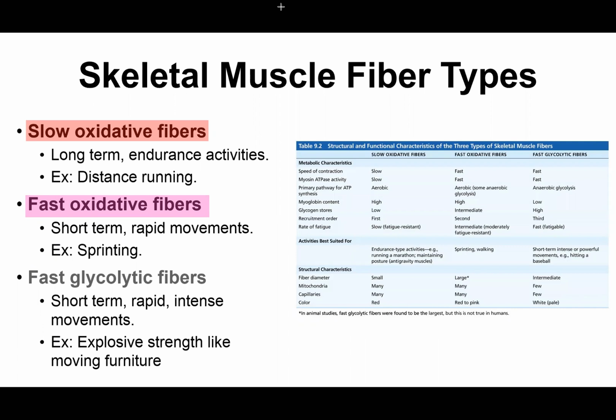So they're best suited for things that require short-term, rapid, intense movements, like explosive strength, for example, hitting a baseball or moving furniture. They are the medium-sized fibers. They don't have much mitochondria, which is why they run out of energy pretty quickly, and they appear white to pale in color. So we're going to talk more about this as we move on in a little bit.